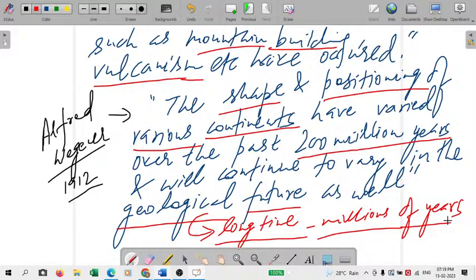Okay, so in addition to this, the first statement which you have written, after that he also said the shape and position of the continents has varied in the past 200 million years and will vary in the geological future as well. Have you written until now? Yes, sir.